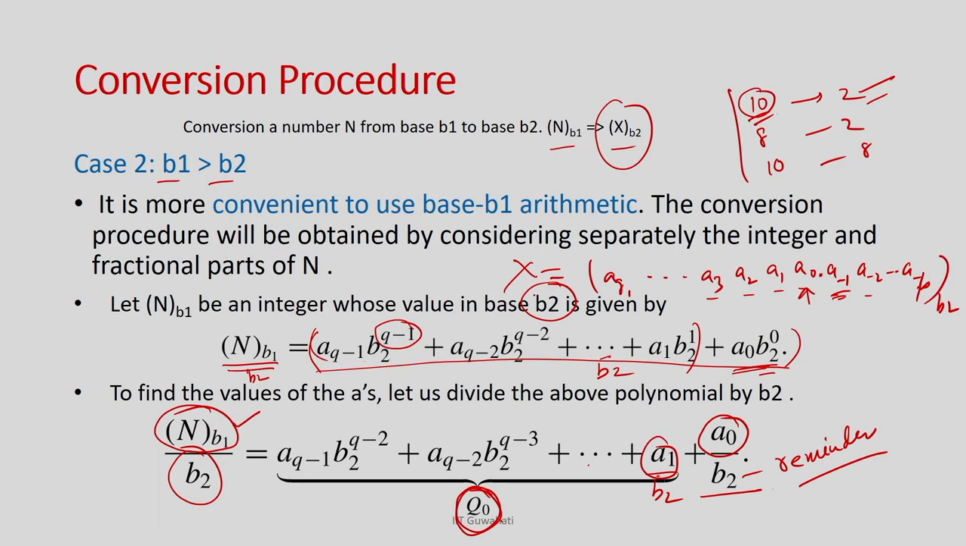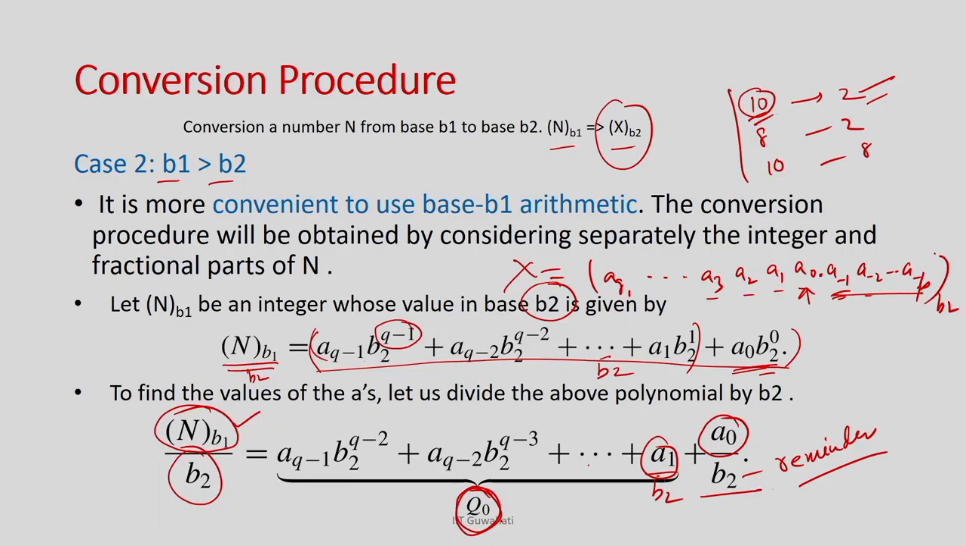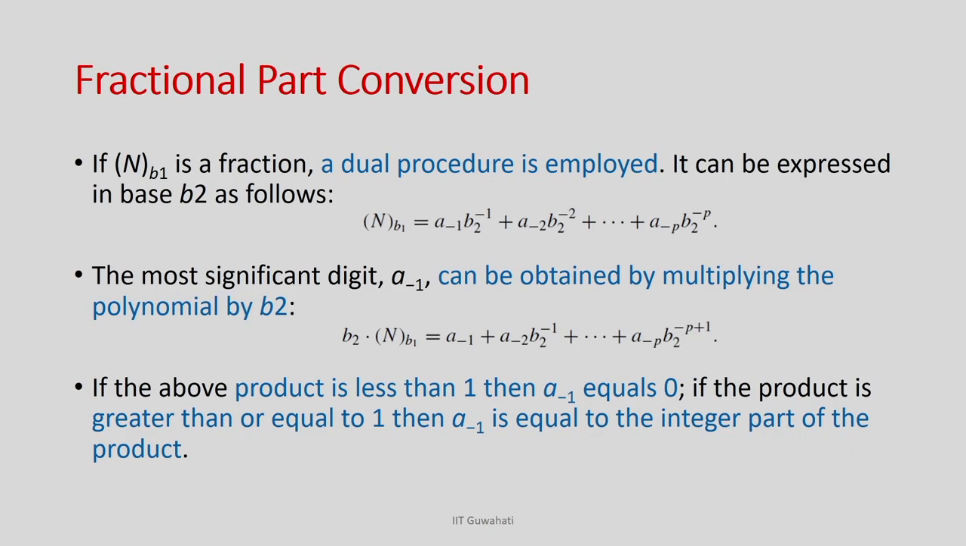So, as I mentioned, x is basically a0, a1, a2, a3 till aq, and then a minus 1, a minus 2 up to a minus p in the fraction part. This way I will just take the integer part of my number in n, and do this procedure by dividing every time by b2, and I will end up getting all the bits of the integer part of the value in base 2, right. Now I have to identify the fractional part of the number. Okay. So, I will just use the dual procedure.